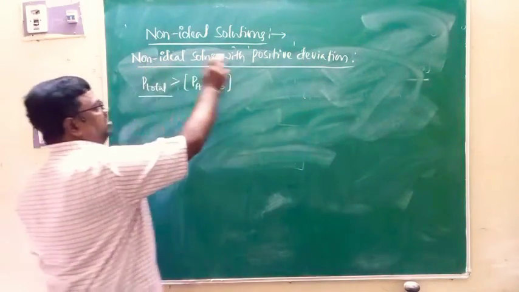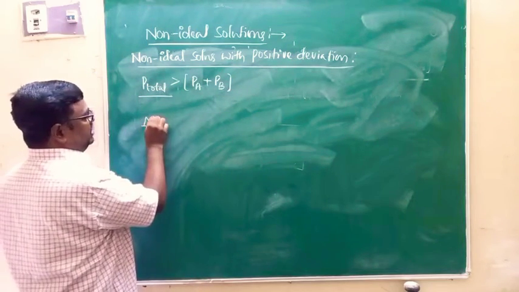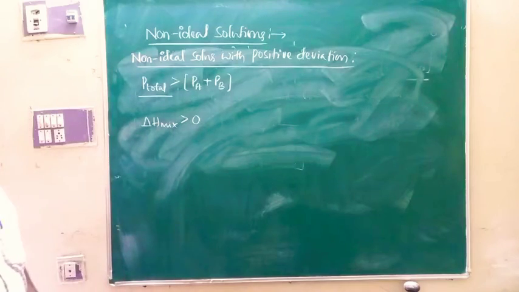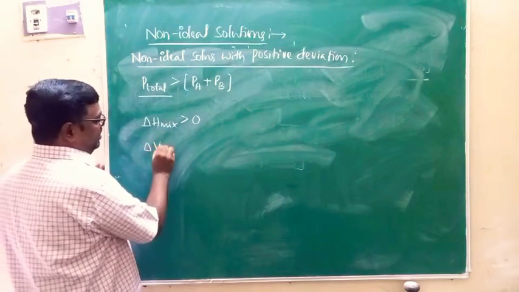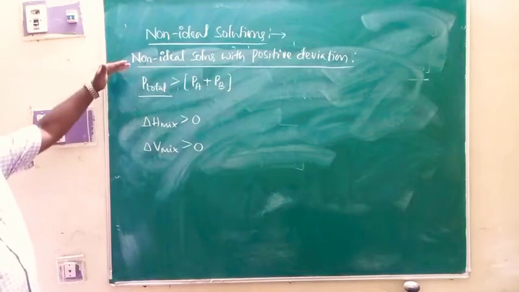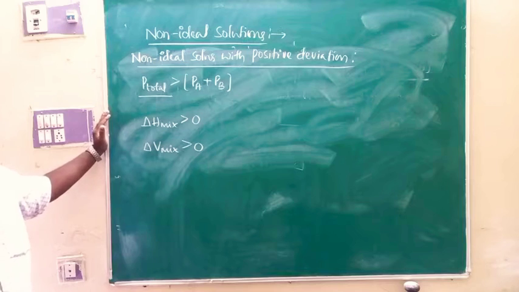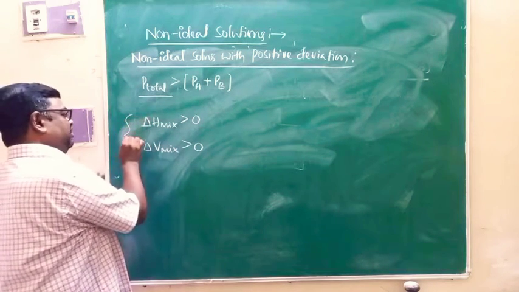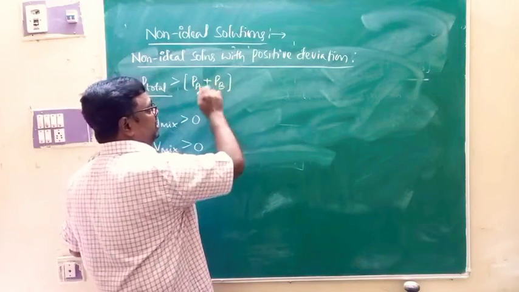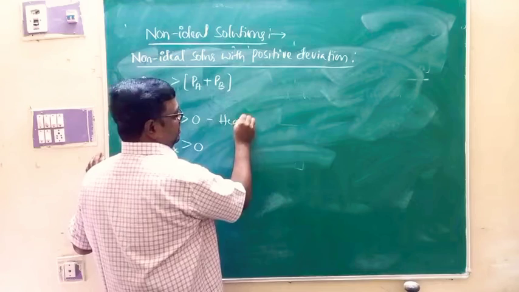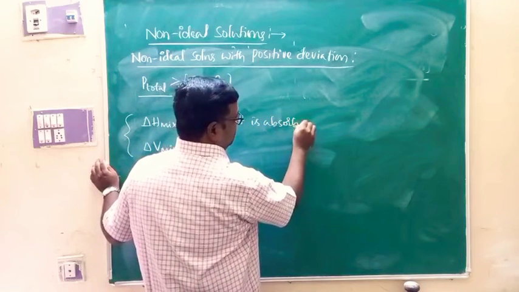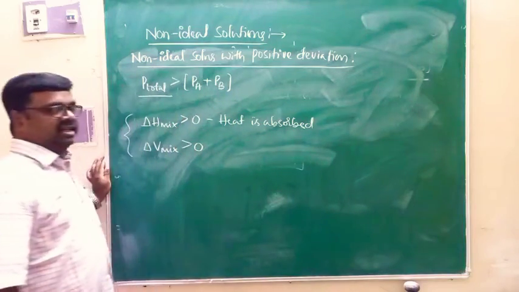And in the case of non-ideal solutions with positive deviation, delta H of mixing is greater than 0. That is also positive. And at the same time, delta V of mixing is also greater than 0. Now these are the properties of non-ideal solutions with positive deviation. Now I have to give the reason why delta H of mixing is positive. When two liquids are mixed, heat will be absorbed. That is an endothermic process. Heat is absorbed, that's why delta H of mixing is greater than 0.